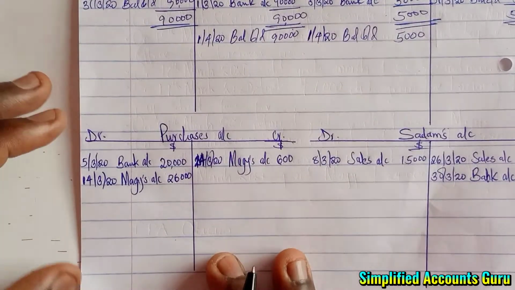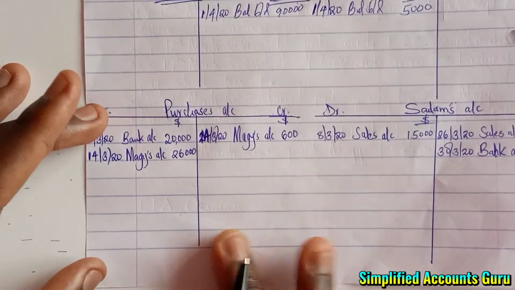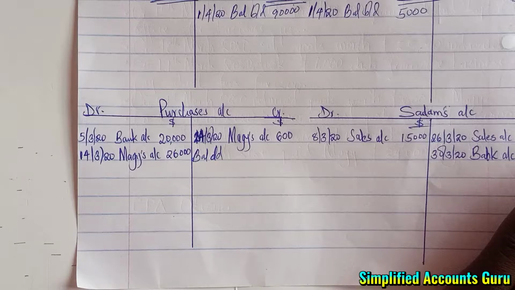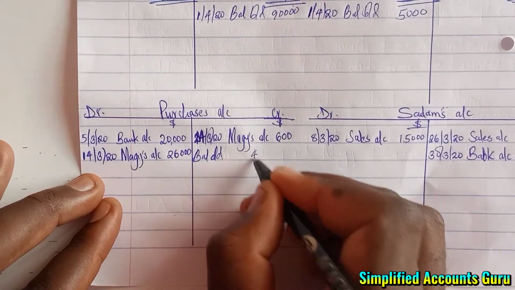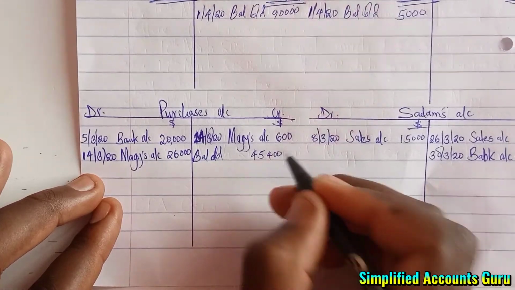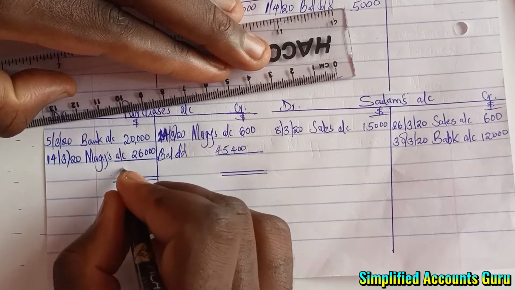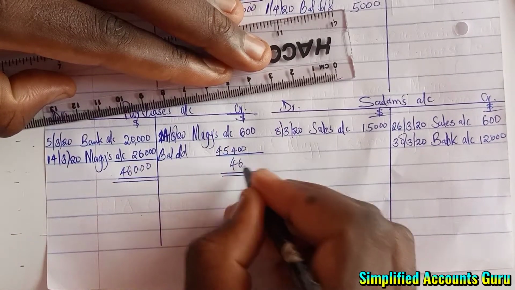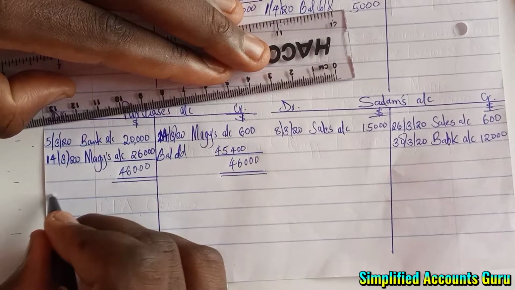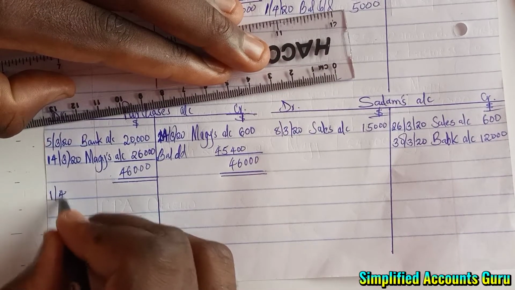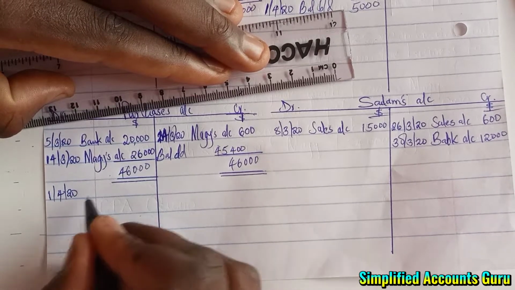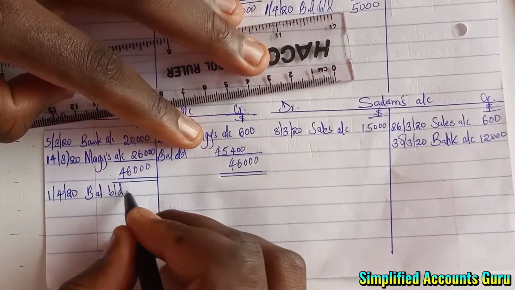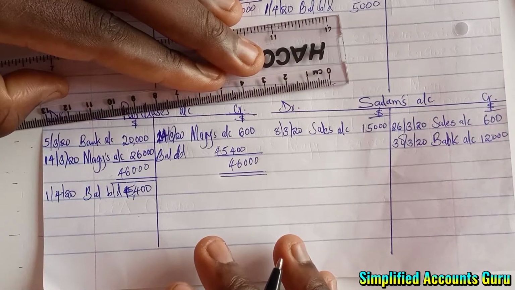The same should be done to the rest of the accounts. This is 46,000 minus 600. Here is 45,400. The total here should be 46,000, 46,000, and then this side on 1st April 2020, we can have balance brought down of $45,400.